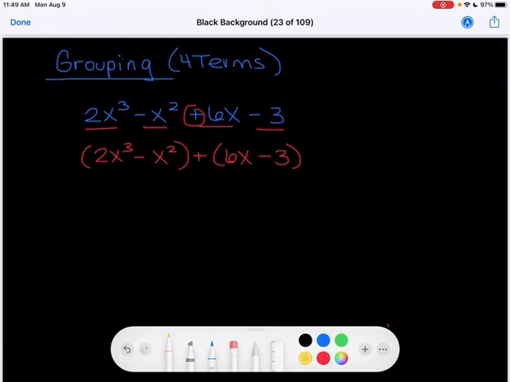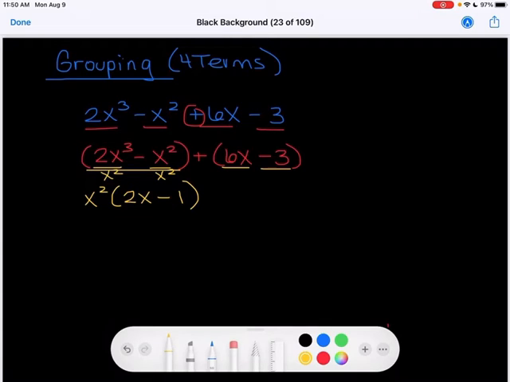And now we're going to look for GCFs just in each group. So I've got 2x cubed minus x squared. So between those 2 terms, I can take out an x squared. That's the GCF. And then remember, I need to divide both of these by x squared. So 2x cubed divided by x squared would leave a 2x. And then x squared divided by x squared cancels out, but there's an understood 1 left, so we need to make sure we put that there. That's minus 1.